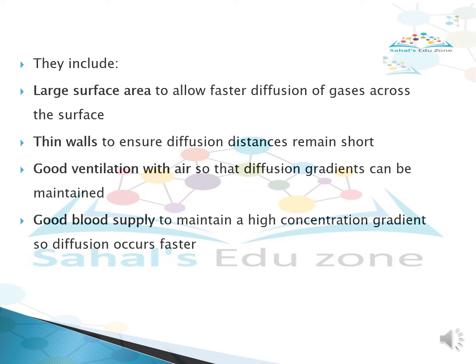They include large surface area to allow faster diffusion of gases across the surface, thin walls to ensure diffusion distance remains short, good ventilation with the air so that diffusion gradients can be maintained, good blood supply to maintain a high concentration gradient so diffusion occurs faster.